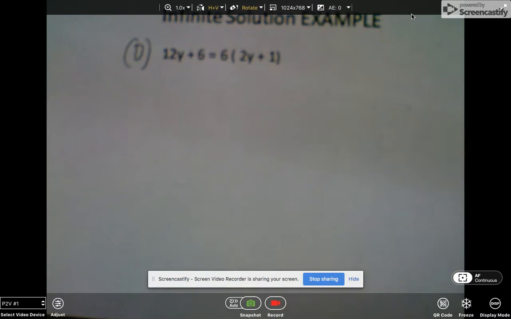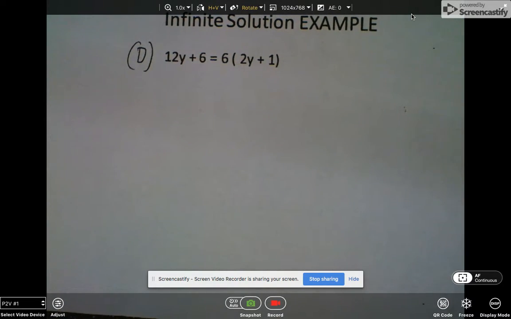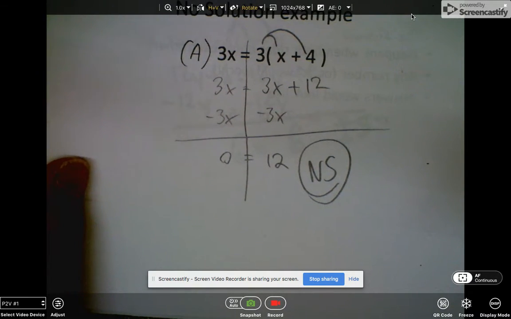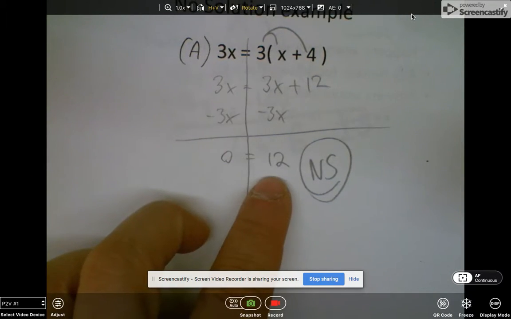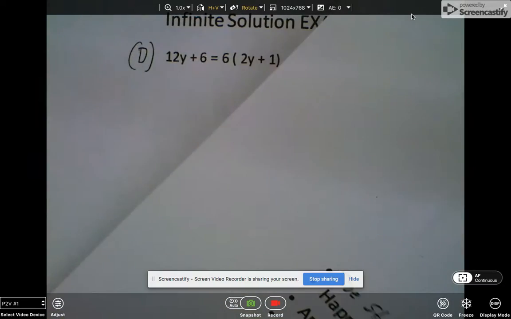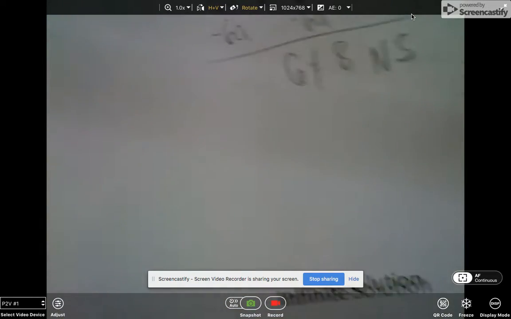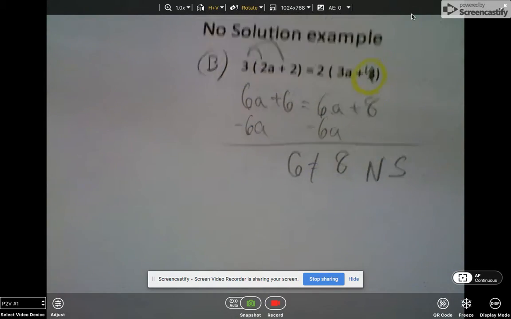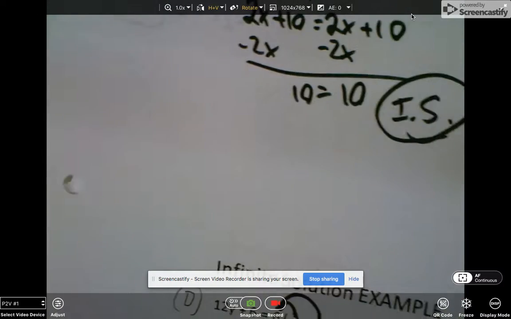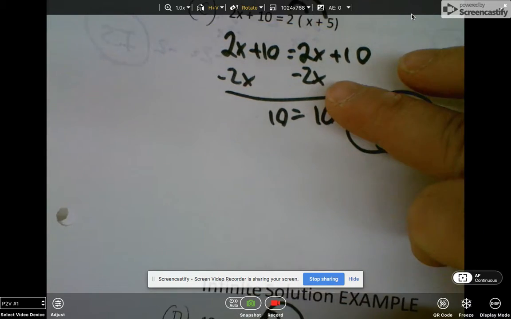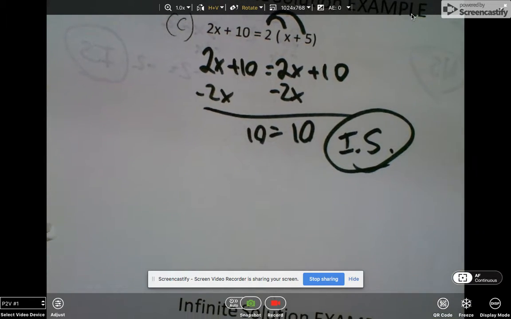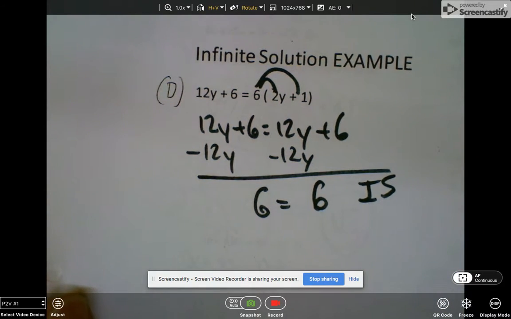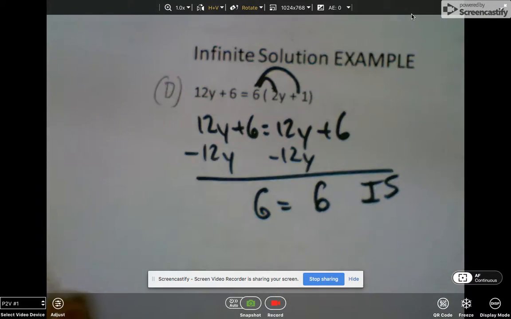So again, if you look, with no solution, you get something false. The variables in this one did cancel out, you get 0 equals 12. That's not possible. In B, the variables canceled out again, and you're left with 6 equals 8. That's not possible. And with infinite solutions, you get a true statement. The variables canceled out again. 10 equals 10. That's true. Infinite solutions. Here, 6 equals 6. Infinite solutions, and the variables cancel out again.